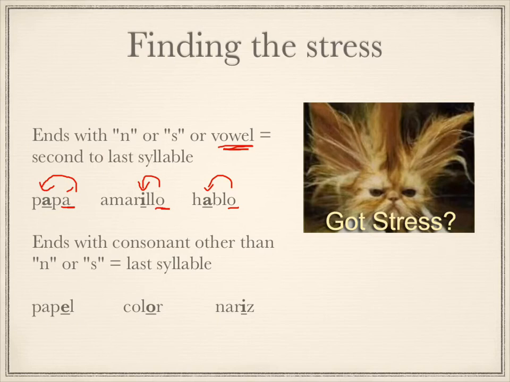If it ends with a consonant other than N or S, we put it on the last syllable. Por ejemplo, papel. Papel. Vemos que el estrés está puesto aquí sobre la E. Color. Okay? El estrés está puesto aquí. Como termina con R, ponemos el estrés sobre la O. Nariz. Termina con Z. Otra vez, ponemos el estrés sobre la I. Okay? ¿Preguntas? Está bien claro, ¿no?